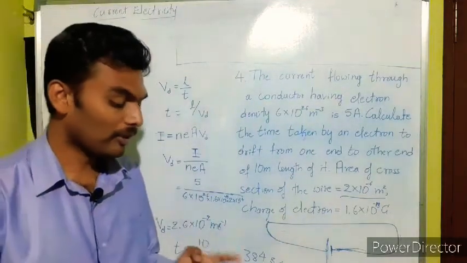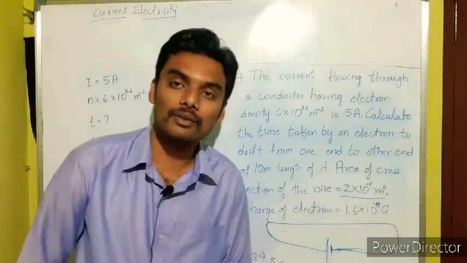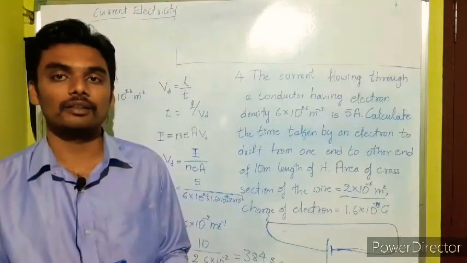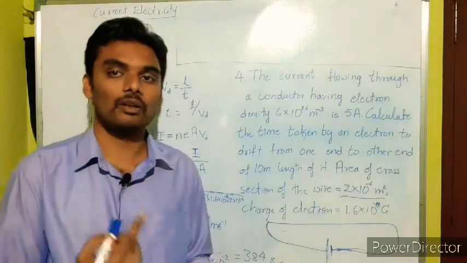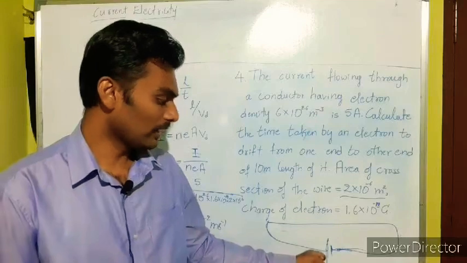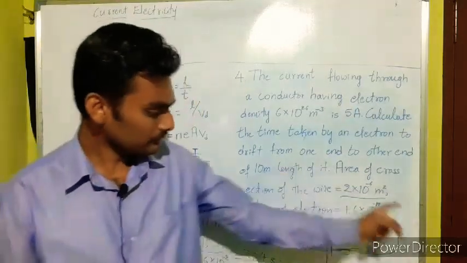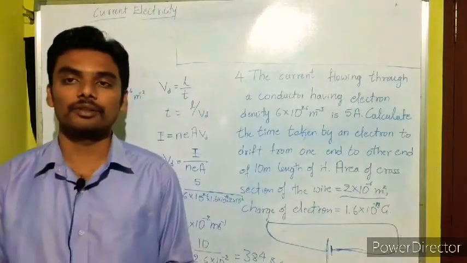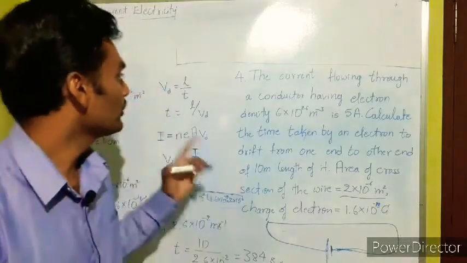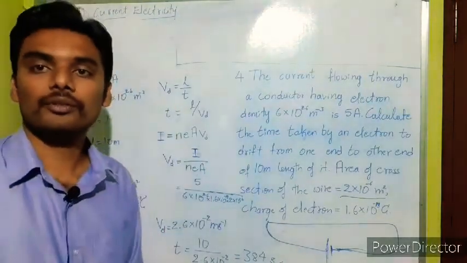Remember that electron always moves from negative terminal to the positive terminal of the battery, and current exactly in the opposite direction. Current flows from positive terminal to negative terminal of the battery. So this is about the solution of fourth question.